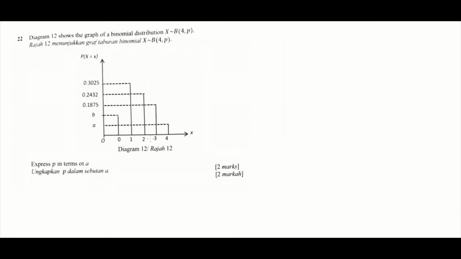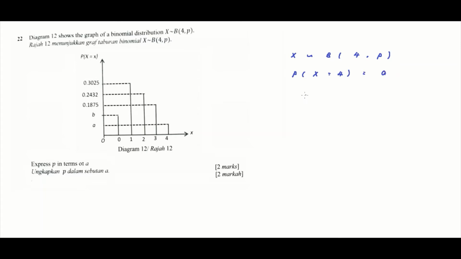So diagram 12 shows the graph for a binomial distribution, where X is distributed as a binomial with n is 4 and the probability of success is p. Okay, so this is the information given. The question wants us to express p in terms of a. Let's check where the a is first. A is actually the probability when X equals 4, meaning that P(X = 4) is equal to A.